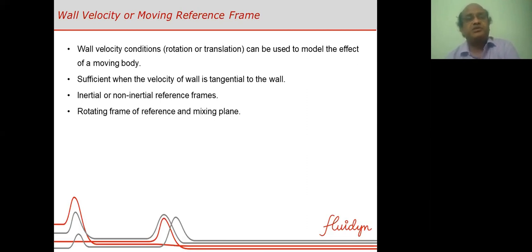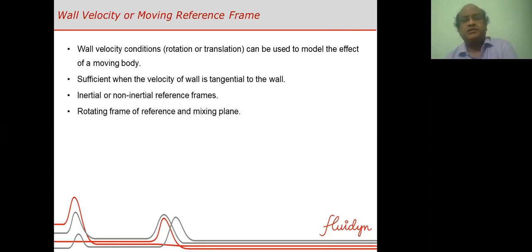There are various methods to model this kind of problem. One is the wall velocity condition. You might have seen in some of the problems that when we set up a problem, we can specify the velocities at the walls. That is sufficient in some of the cases. And then there are inertial and non-inertial reference frames, the rotating frame of reference, and so on.